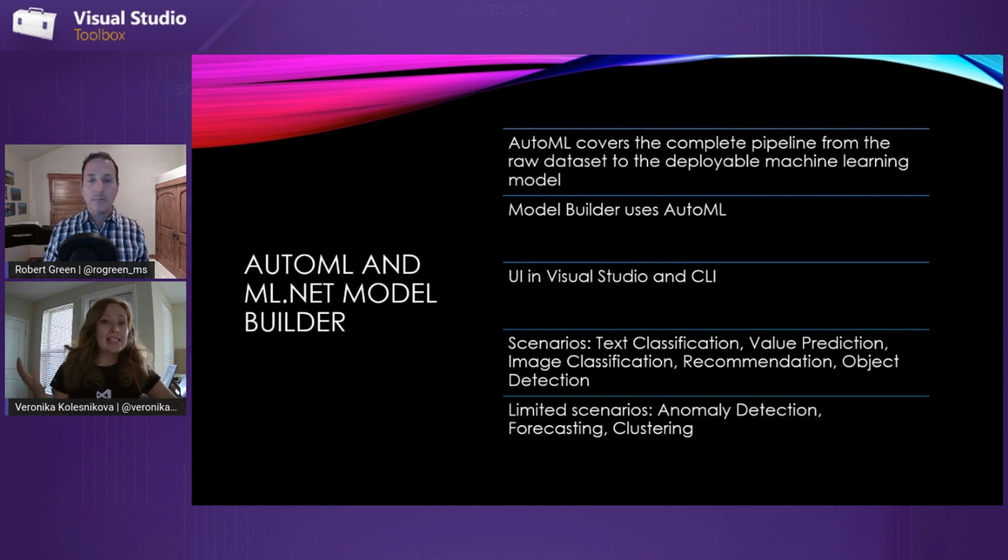ML.NET Model Builder has a limited number of scenarios available compared to ML.NET itself. But I think those scenarios cover a lot of what many people need, though not everything you might need is covered there. Obviously, if you need something extra, then you can skip the Model Builder tool and just use raw ML.NET and build your ML.NET model from scratch. So here you can see the scenarios. And also some limited scenarios available, like anomaly detection, forecasting, and clustering.